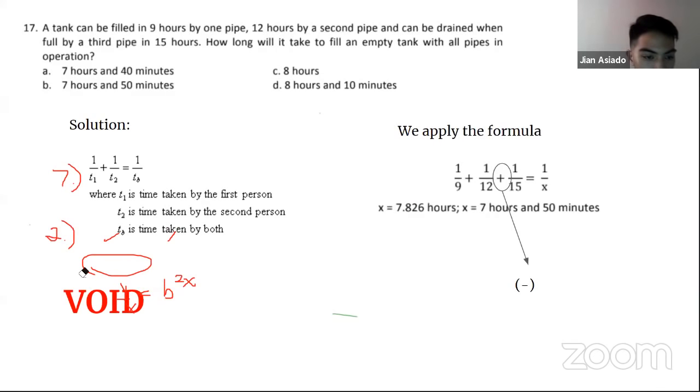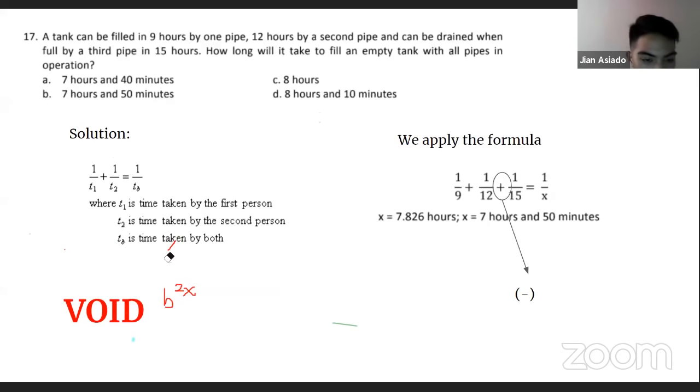Okay. So this one, we also mark this void, kasi nagkaroon ng mistake kanina. So, yung tank daw, filled siya in 9 hours by one pipe, tapos 12 hours by second pipe, tapos drained when full by a third pipe in 15 hours. So, bali, yung action nito, let's say meron kang tank.